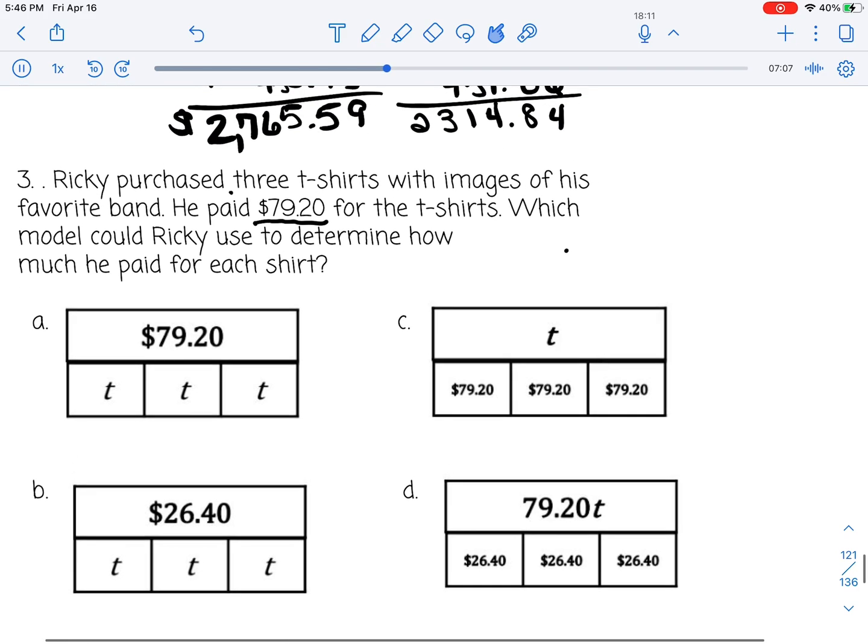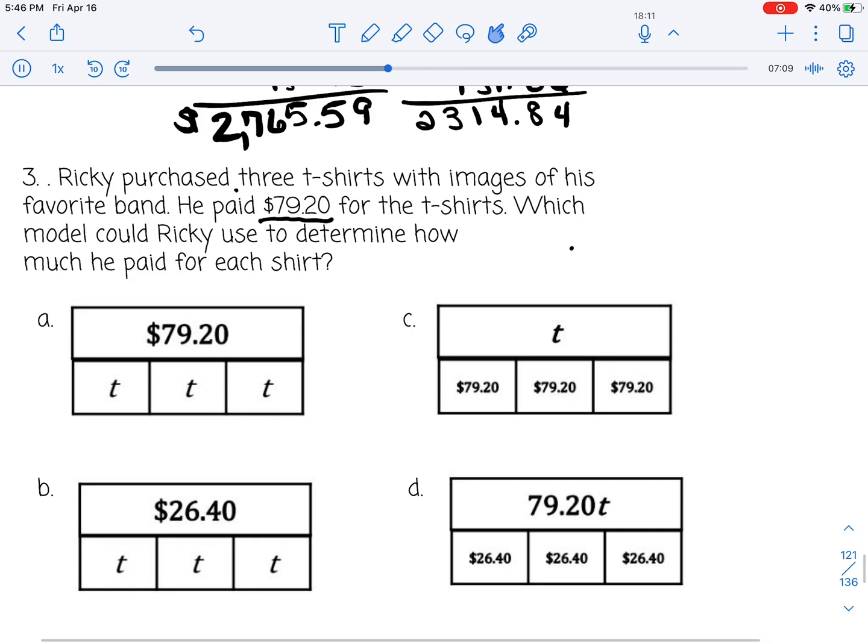All right. Ricky purchased 3 t-shirts with images of his favorite band. He paid $79.20 for the t-shirts. Which model could Ricky use to determine how much he paid for each shirt? Okay. So he did purchase 3 t-shirts. So right now I'm going to define my variable. And I'm going to say that, okay, he purchased 3 t-shirts.